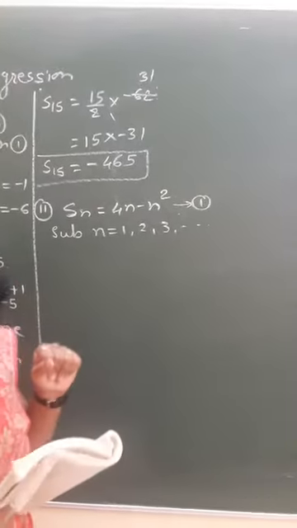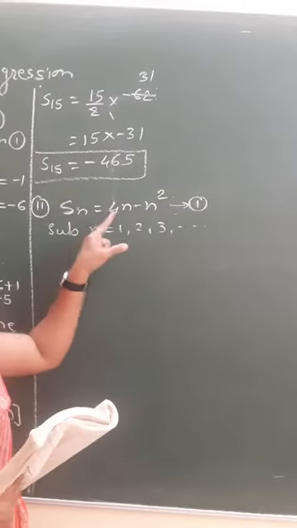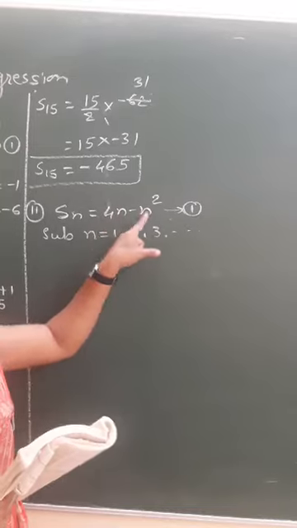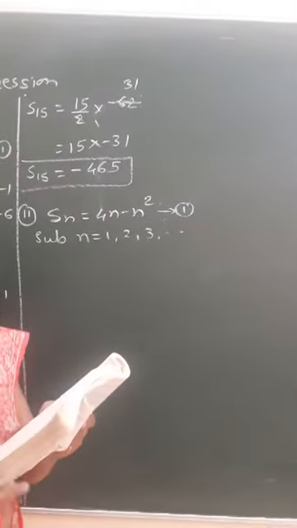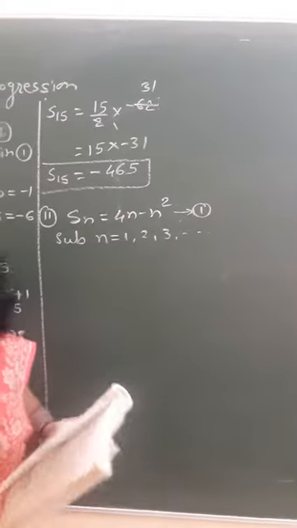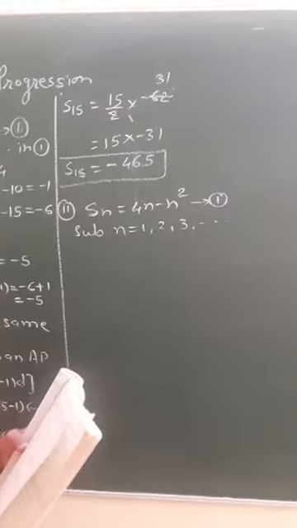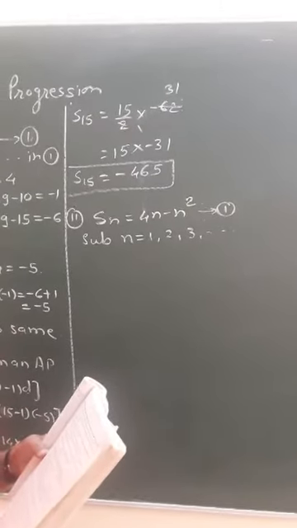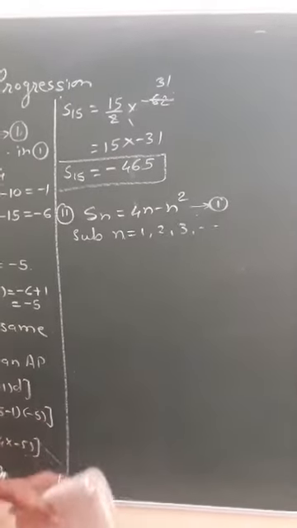Now the next problem they had given in the 11th, which is very important. Sn they had given. Sn is equal to 4n minus n square, and they have asked here what is the first term, that is S1. First term means S1. S1 means sum of the first term. So A1 and S1 will be the same every time. And what is the sum of first two terms means A2 we have to find.